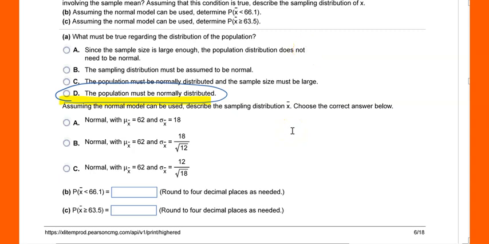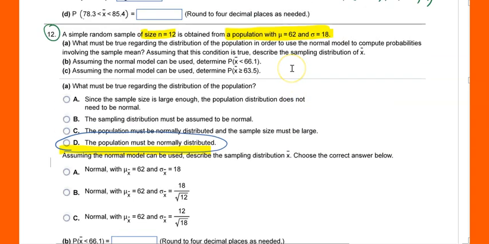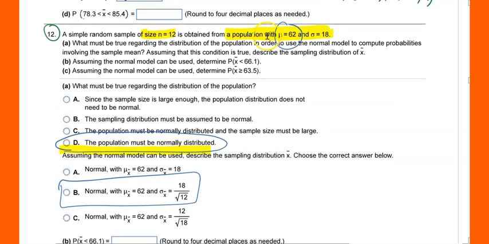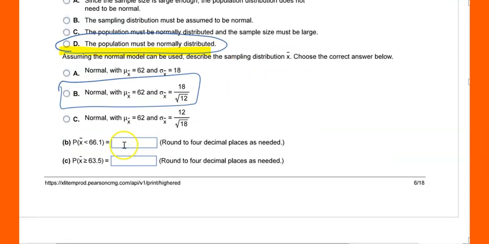Now, if we use the normal model, what's the mean and the standard deviation? The mean is going to be 62, obviously. Here all have 62, but the standard deviation is going to be sigma over square root of n. n is 12. Therefore, this is the answer. Okay, for B, remember that this is the formula: sigma over square root of n. n is 12.